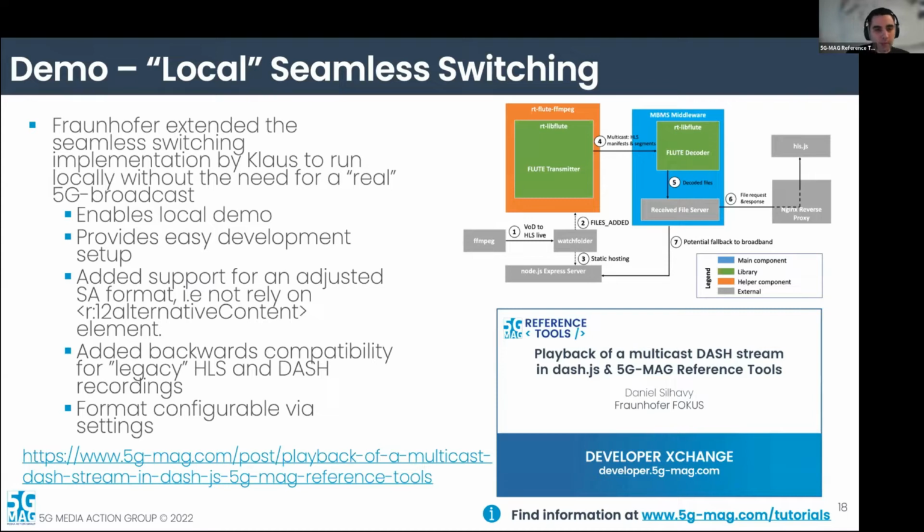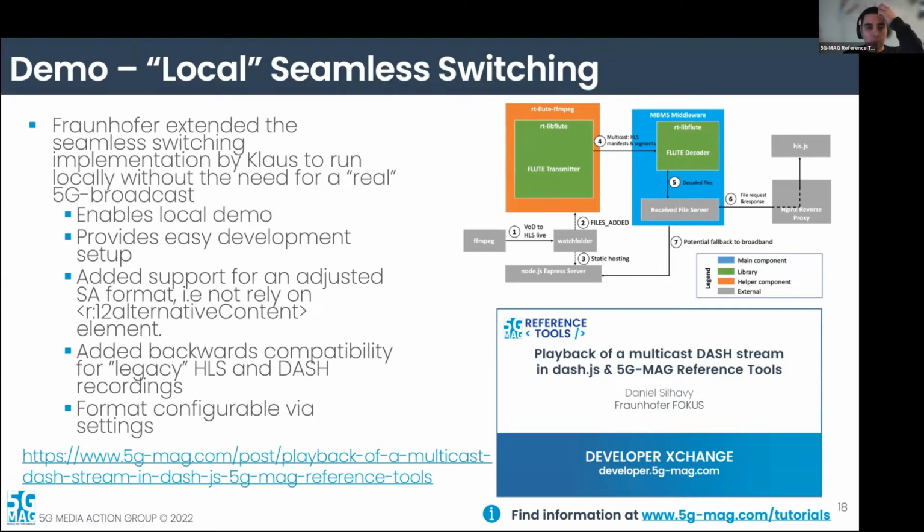in this case is, and I'm switching to this architecture on the top right here, we are using FFmpeg, an open source video encoder and packager, to create an HLS live stream from a VOD file, so plain MP4. And we are writing the resulting manifest files and segments into a watch folder. And from there, they get picked up by an additional process. We call it the helper component here. It's labeled RT Fluid FFmpeg.